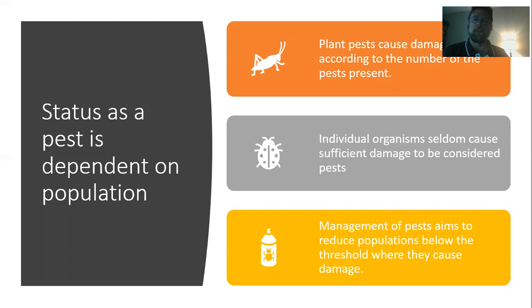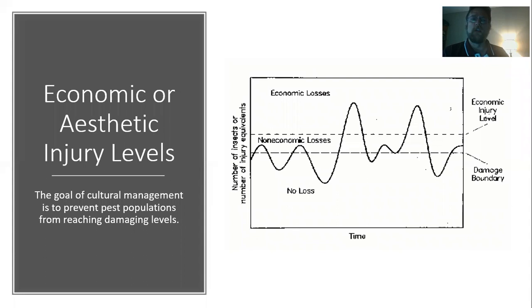Out of this, we get the concept of what we call an economic injury level, and that is the population at which that pest can cause actual harm to what we're trying to grow. And that's a very easy concept to get our heads around when we're talking about the production of vegetables, or the production of agronomic crops like soybean or cotton or corn, because we look at the value of the produce that comes out of that production.